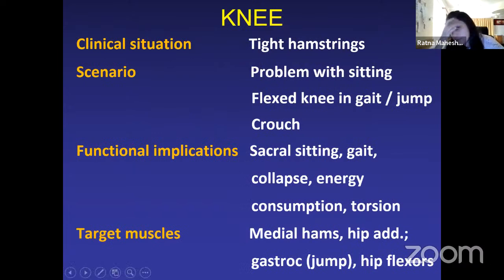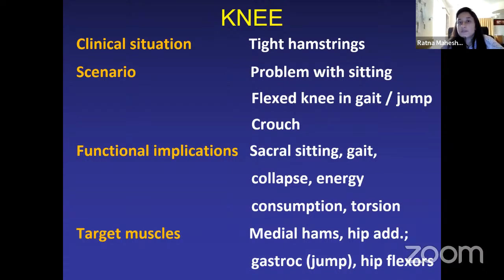Okay, the other problem is the flexed knee or the tight hamstrings. What that does is it can cause problems with sitting. The child will often slip down in the chair. In the gait, it causes a flexed knee gait. If there is a coexisting gastrosoleus spasticity, then it will look more like jump. But we need to be very cautious about ruling out apparent equinus in such situations.